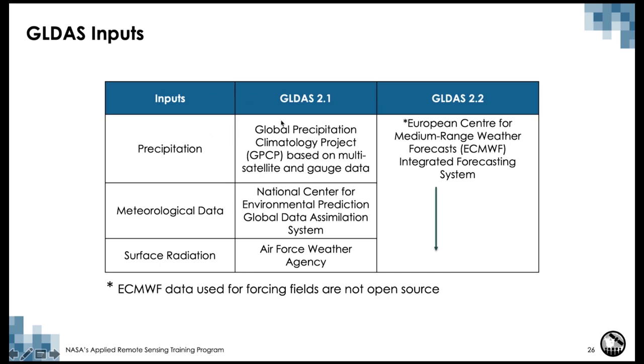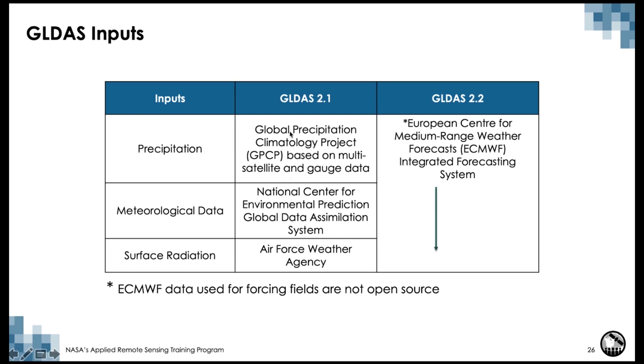These are the inputs for precipitation. In GLDAS 2.1, it comes from the Global Precipitation Climatology Project, which is multi-satellite and gauge data. Also, meteorological data here are obtained from the National Center for Environmental Prediction, or NCEP, Global Data Assimilation System. For GLDAS 2.2, this is coming from the European Center for Medium Range Weather Forecasts, or ECMWF. Lastly, the energy input or surface radiation for GLDAS 2.1 comes from the Air Force Weather Agency, whereas GLDAS 2.2 uses everything from ECMWF.